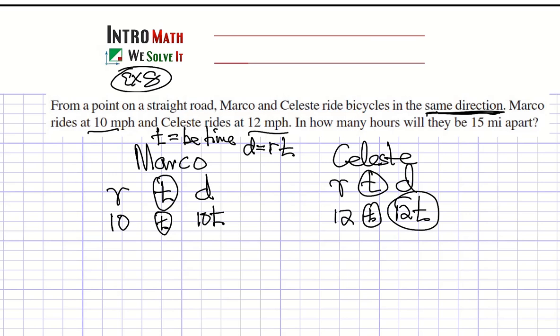So basically what they're saying is the distance, because Marco is going slower, right? Marco is going slower. Marco is going at 10 miles per hour. Celeste is going 12 miles. So Celeste is going faster than Marco.